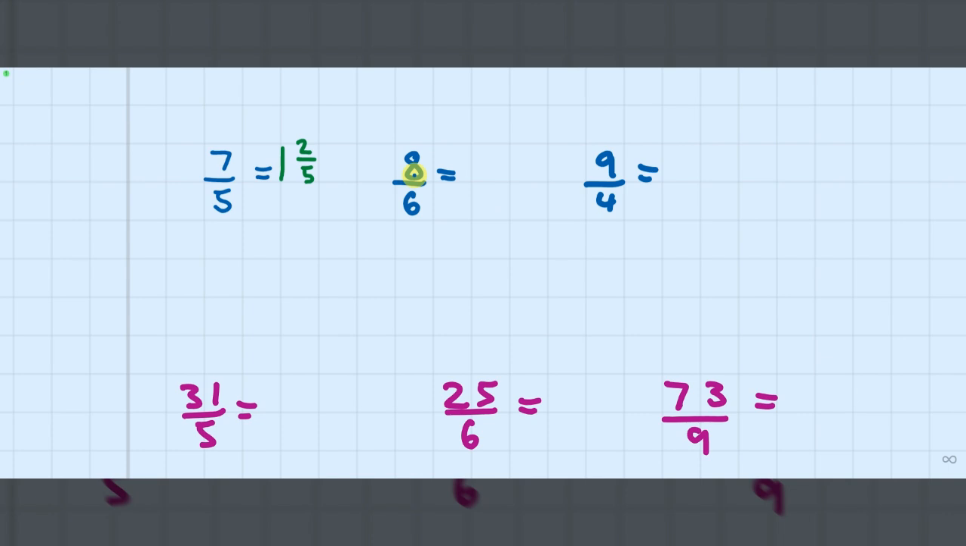6s into 8, again, go 1 whole, but you've got 2/6 left over. That could be simplified to 1/3.